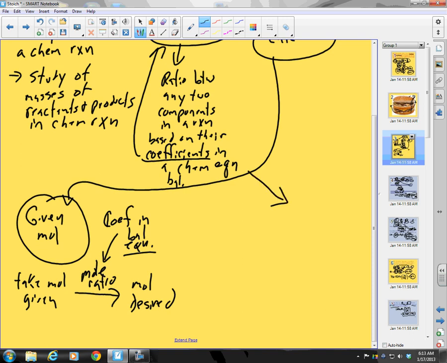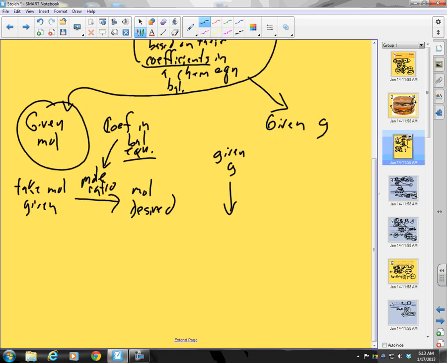What if we are given grams? What if we are given mass? What do we have to do? Well, first thing, we take our given grams and convert to moles, because those coefficients in my balanced equation are not about grams, they're about moles. How do I do that? I'm going to divide by my molar mass. Then I go from moles of given to moles of desired, and I'm going to use my mole ratio.